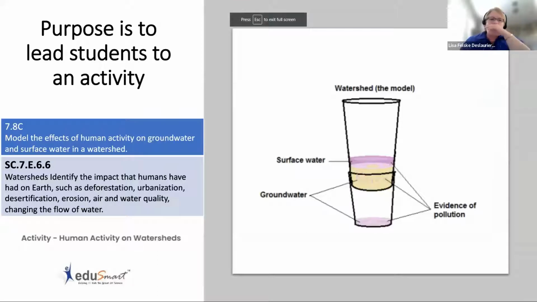PowerPoint and show you that I wanted to lead you to an activity about what happens when humans have an impact on groundwater and surface water and water quality in their environment. And so this one is also, I'm just going to, as my example, link to the human activity on watersheds example, which is a paper and pencil model that's inside of EduSmart at grade 7 in Texas and also grade 7 in Florida. So our standards don't always line up, but for this one it does.